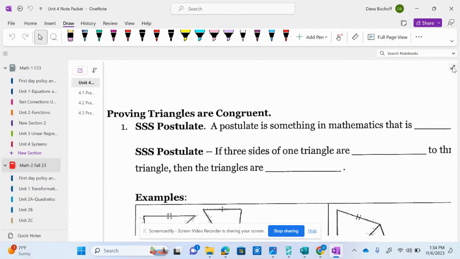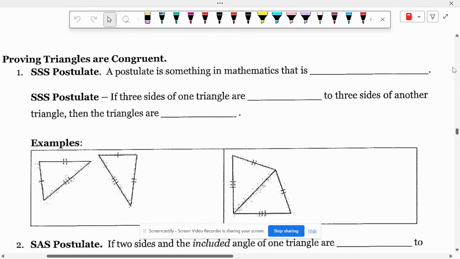Okay, here we go. So today we're proving triangles are congruent. It's important to know the types of angles that you have because we're going to build from that. We're going to take those types of angles and build from that. So we know that congruent polygons, this is just a definition, okay?